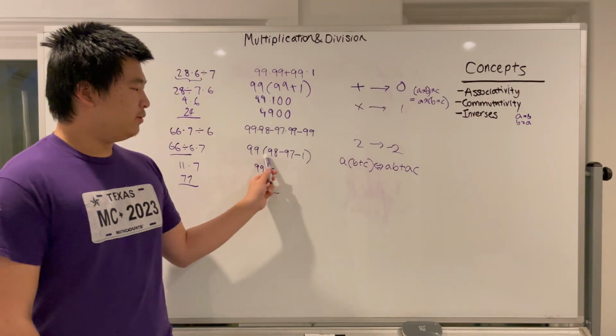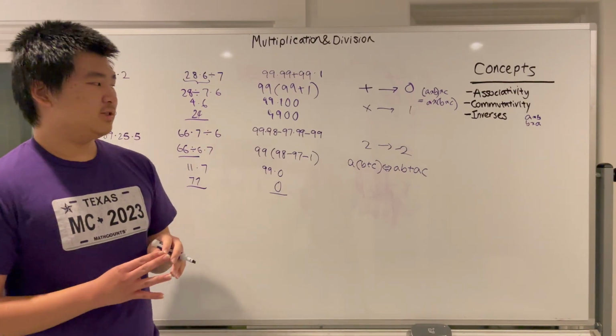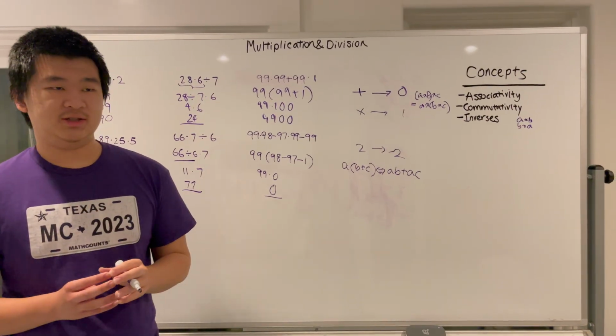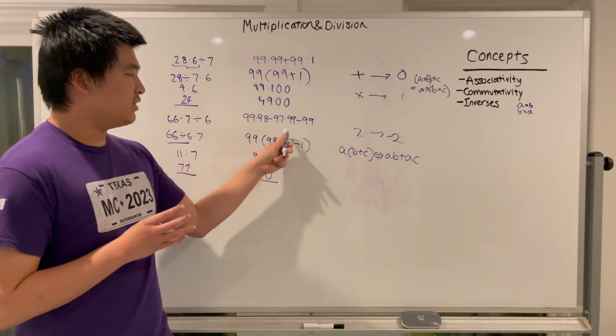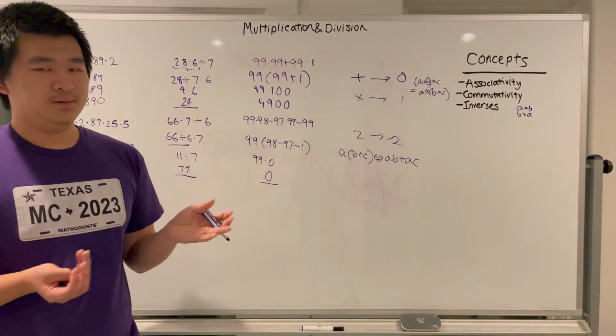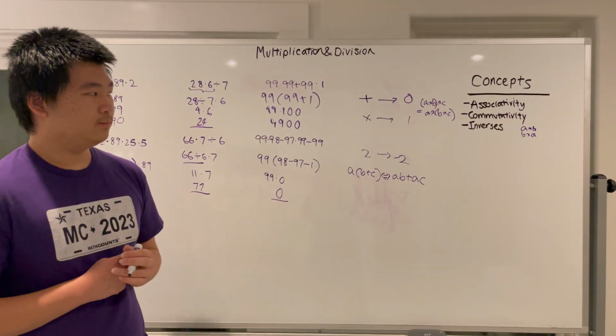And again, if you don't really want to do this in your head, you can always just think of it as I have 98 99s, then I subtract 97 99s. 98 minus 97 is 1, so I'm left with 1 99, and then I subtract 99. 1 99 minus 1 99 is 0 99s. I have 0, I have nothing.